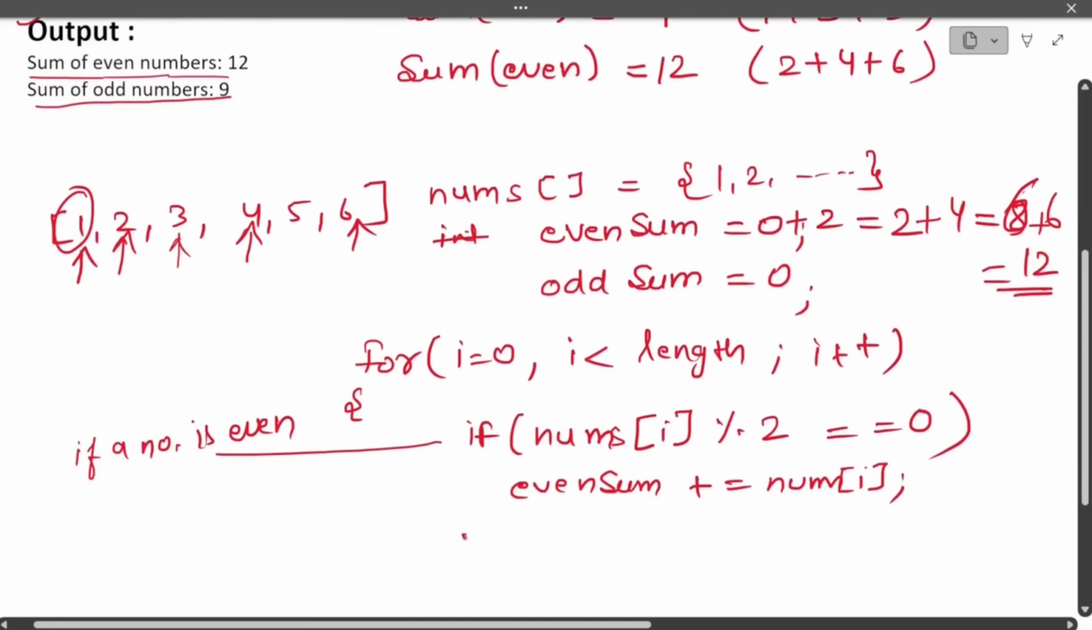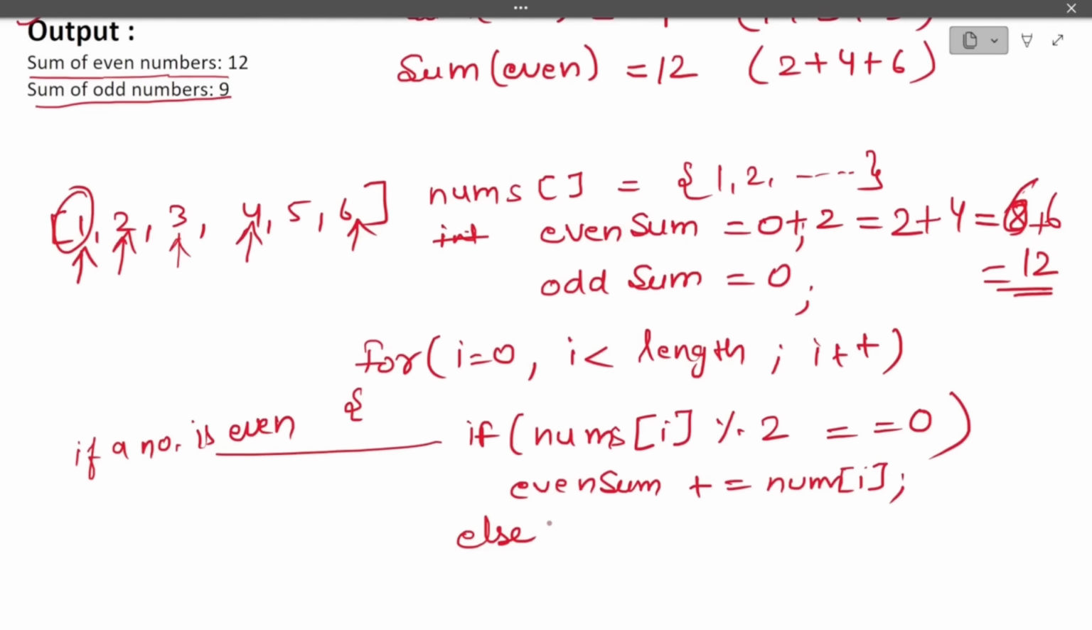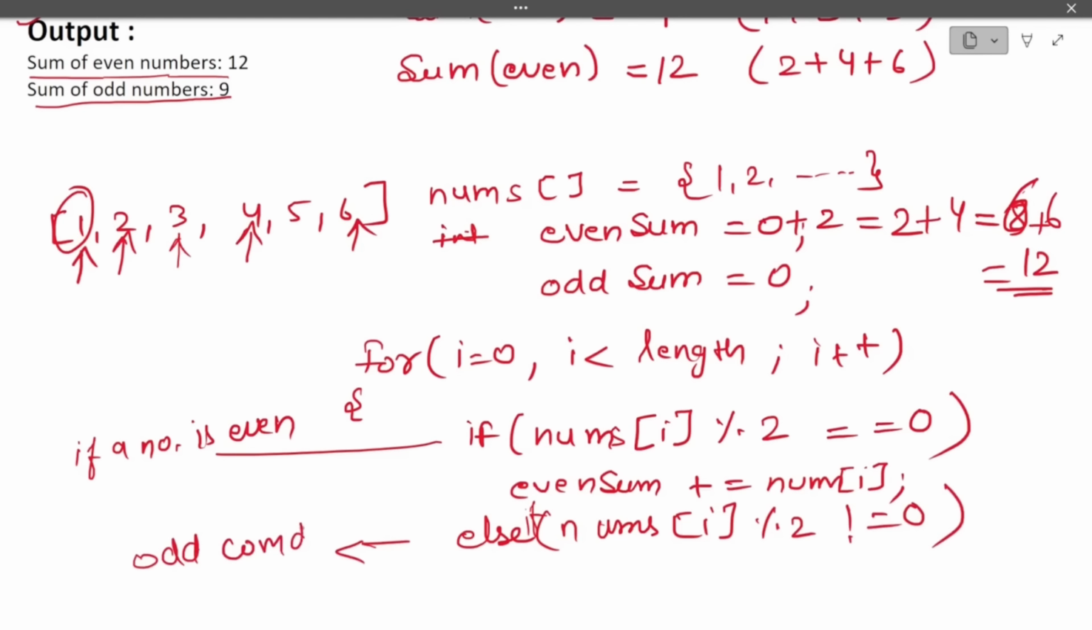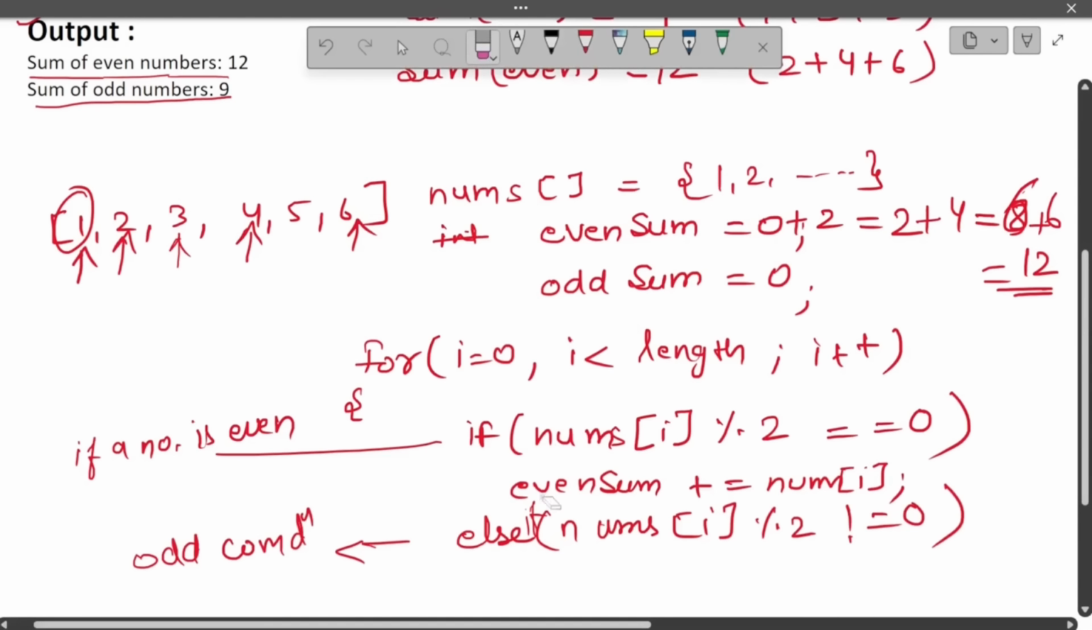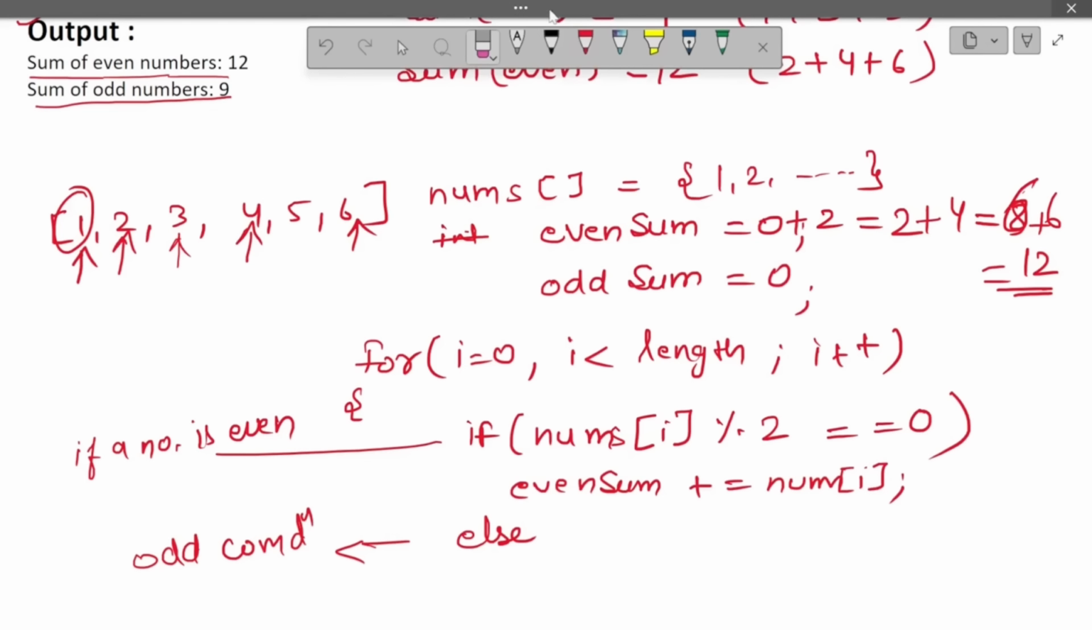See, for the odd condition, again we can do two things. Either we can write the complete condition. How will the complete condition look? Else if nums of i mod 2 is not equals to 0. This means the odd condition, but we don't even have to do all this, right? Because in the above if condition we have already written the condition for even, so we can directly write else.